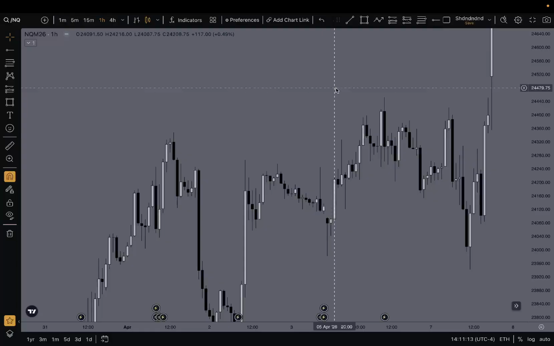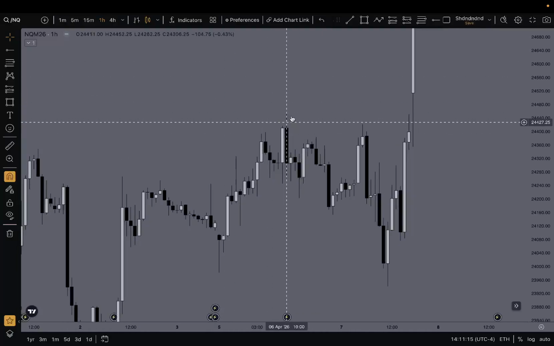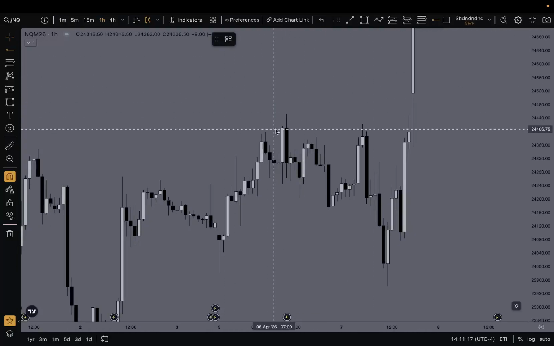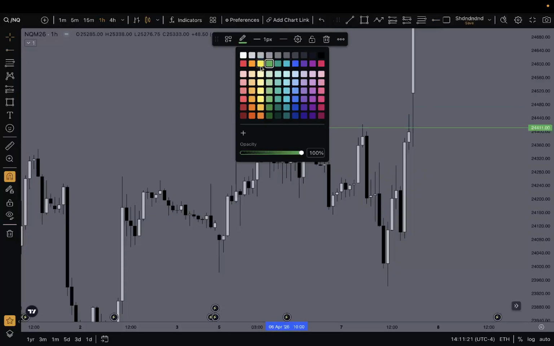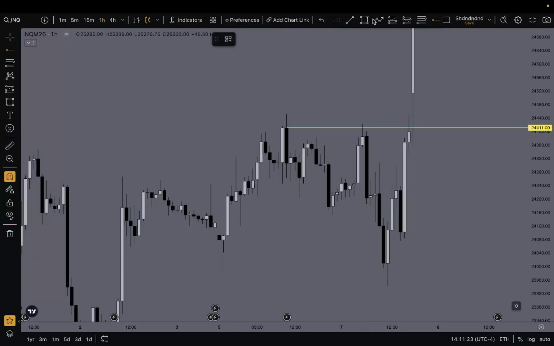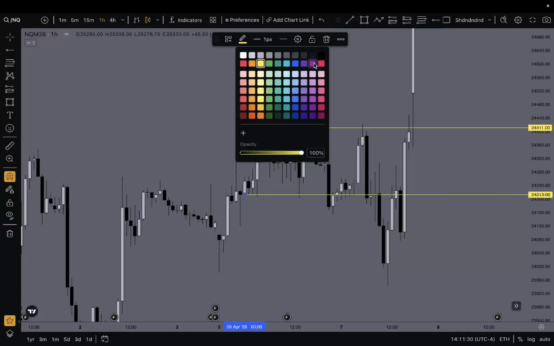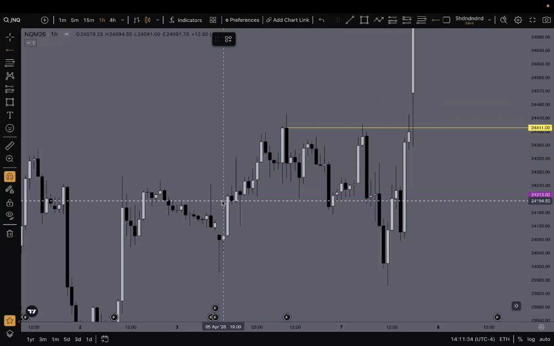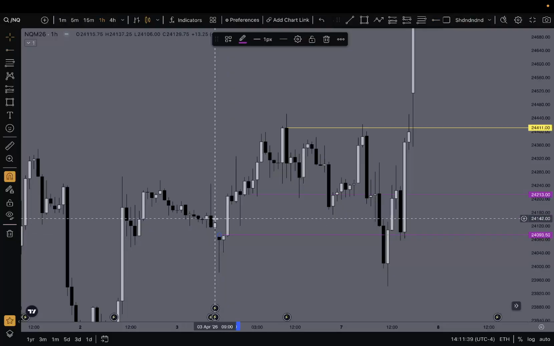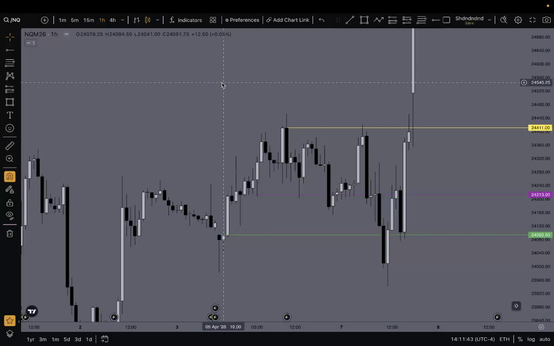Oh, you got power. Alright, so 10 a.m. opens here. Make that one yellow. Midnight open is here. Make that one purple. And then 18 open is here. And I do believe this is a new week opening. So yep. So this is a new week.